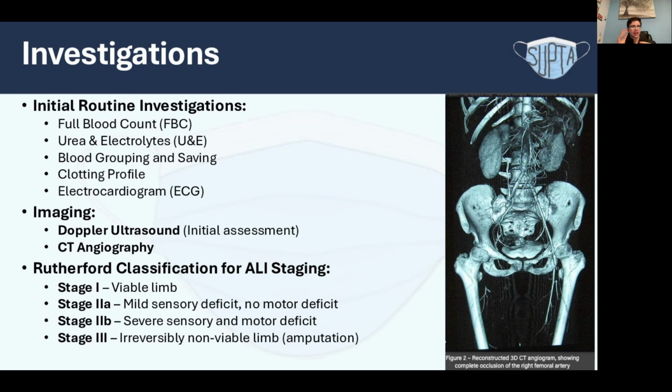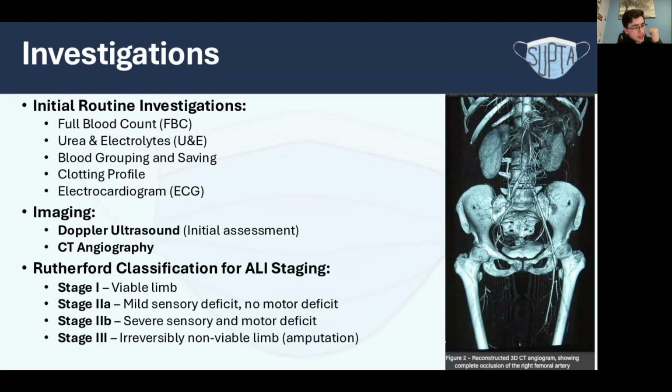This is, by the way, how I learn staging as well. I learn the very good one and the very bad one, and the ones in the middle are kind of the middle. You can guess them yourself sometimes. So the worst one is stage 3, where you have to amputate it, and then you've got stage 2, which has some sort of mild sensory deficit, but no motor deficit.